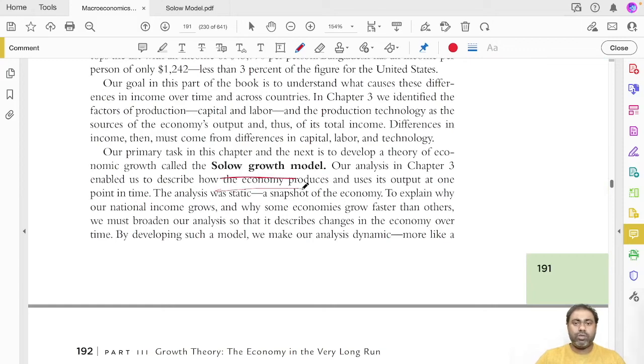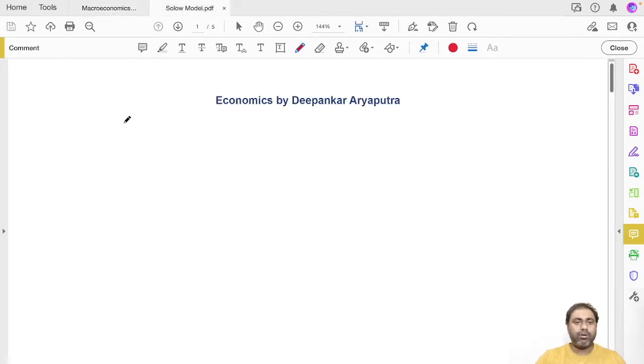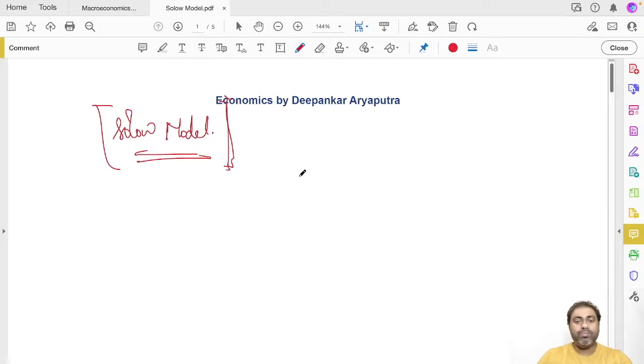So, the Solow growth model, and we'll be discussing it. What we are going to do is that this is the book part, and here we are going to write all the important things that we are going to discuss. Solow model. Okay, and we will be using a simple production function, Y = K^alpha L^beta for the beginning.